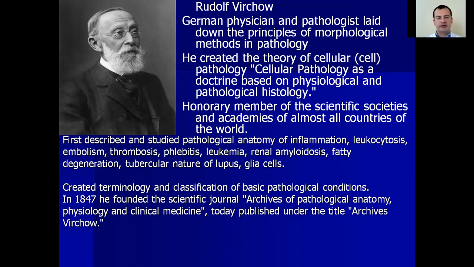thrombosis, phlebitis, leukemia, renal amyloidosis, fatty degeneration, the tubercular nature of lupus, glial cells. He created terminology and classification of basic pathological conditions. He founded the scientific journal Archive of Pathological Anatomy, Physiology, and Clinical Medicine, today published under the title Archives of Virchow.